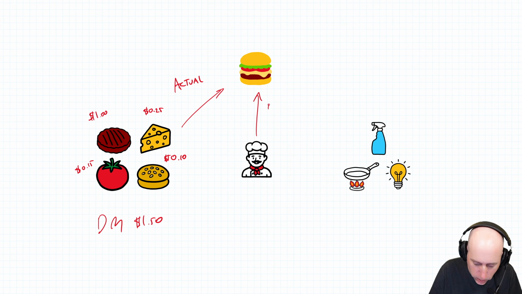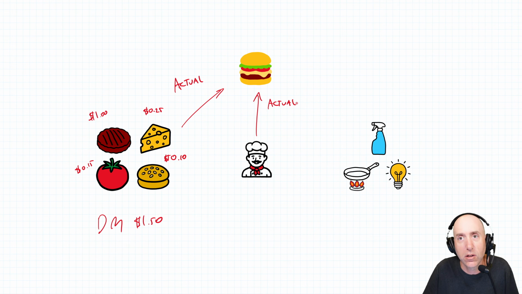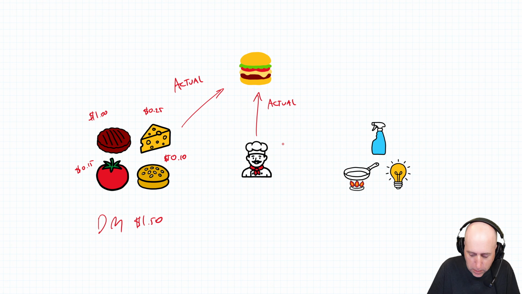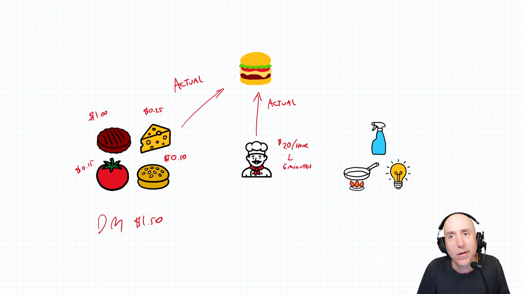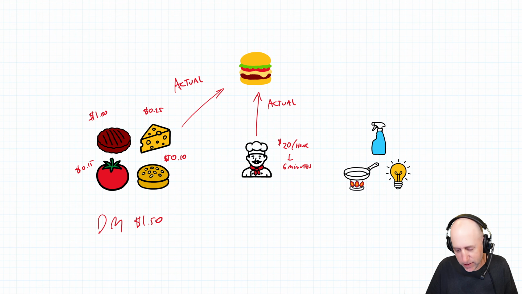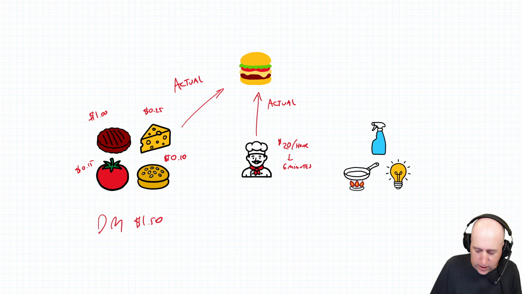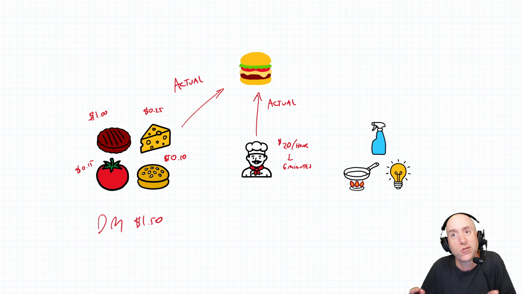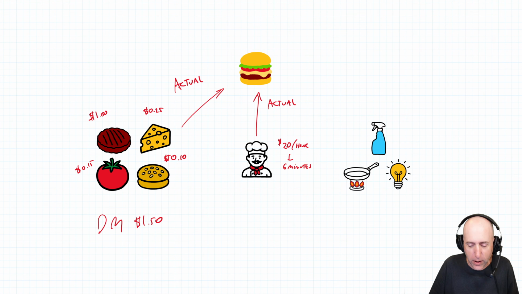You just use the actual labor cost. And how do you do it? You time how long it took to do the job. So let's say the chef is paid $20 per hour and they took 6 minutes to make the burger. Well, how much labor is in that burger? Well, you go, okay, it was 6 minutes. That's 10% of an hour. And their wage is $20 an hour. $20 times 10%. It's $2 of labor in the burger.